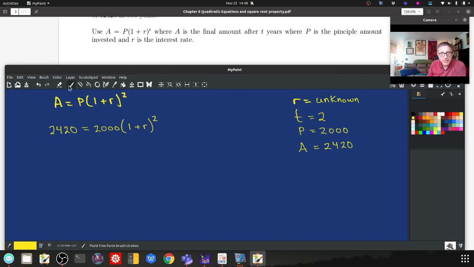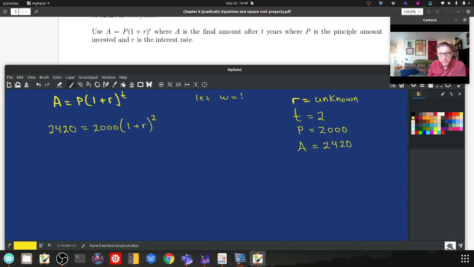So notice how I anticipated that t was going to be equal to 2. The original just has a t right there. So what is the first thing we're going to do? We're going to try to simplify this. Notice this is a value. If you want, let w equal 1 plus r, and then this becomes 2420 is equal to 2,000 times w squared.